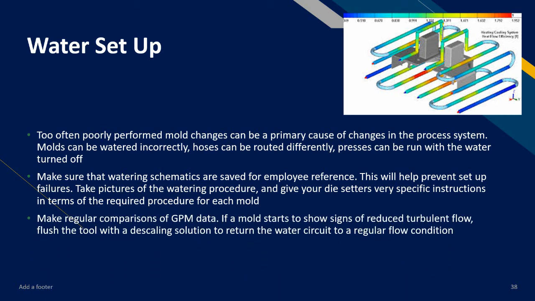You also want to make regular comparisons of GPM data. If a mold starts to show signs of reduced turbulent flow, flush the tool with a descaling solution to return the water circuit to a regular flow condition.